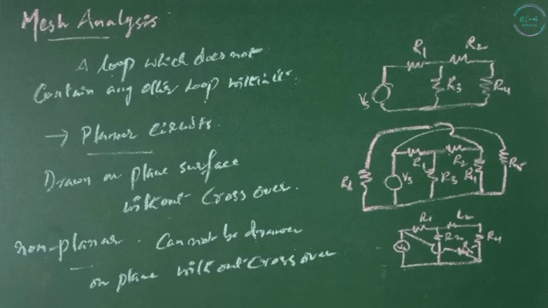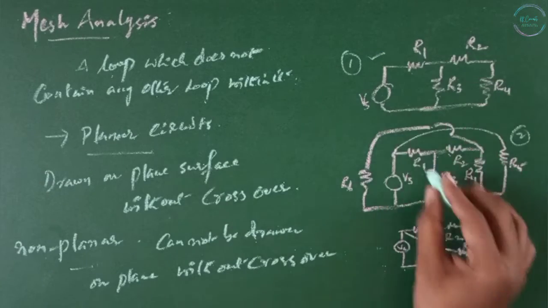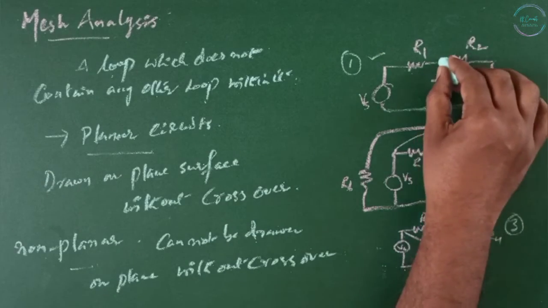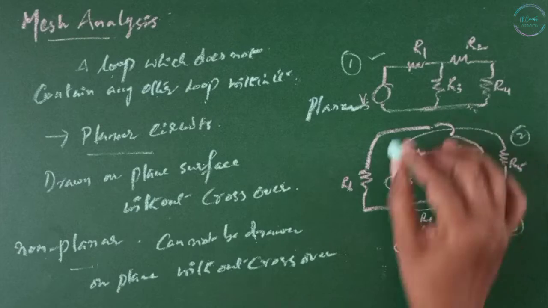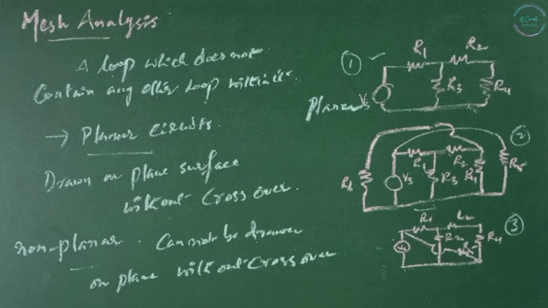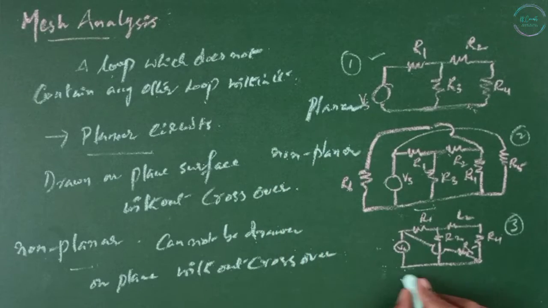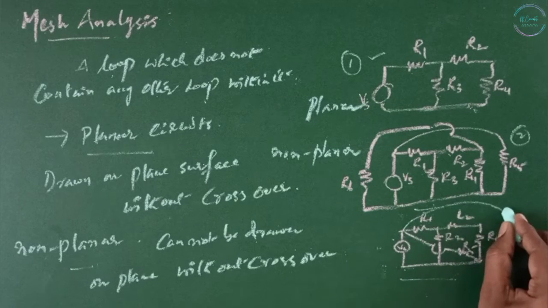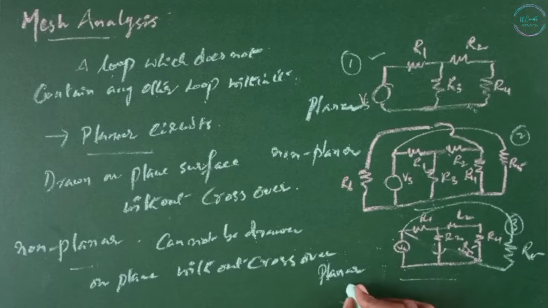If you observe these three circuits, the first one is a planar circuit. This can be drawn on a single plane and there is no crossover. The second one has a crossover and cannot be drawn on a single plane, so this is a non-planar circuit. The third seems to be non-planar since there is a crossover, but this can be drawn on a single plane simply by connecting these two with R5 by removing this. So this is again a planar circuit.